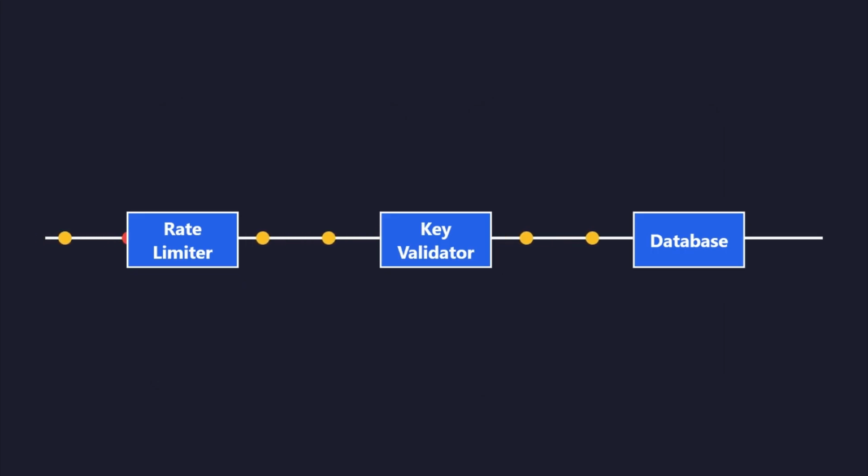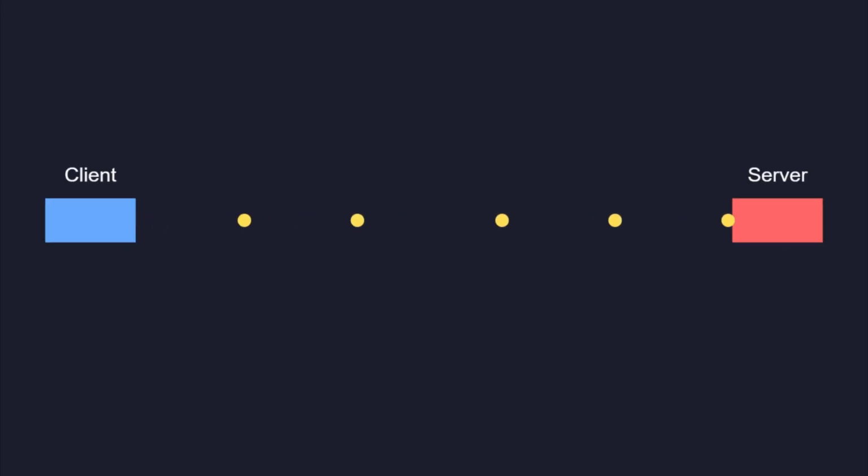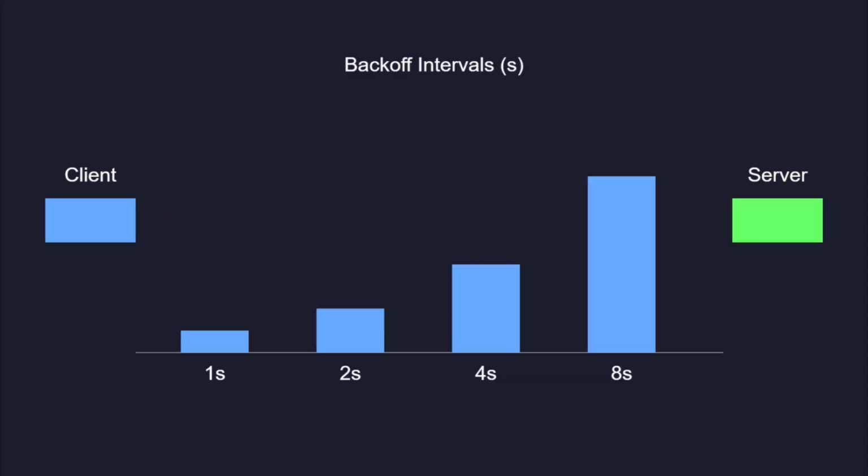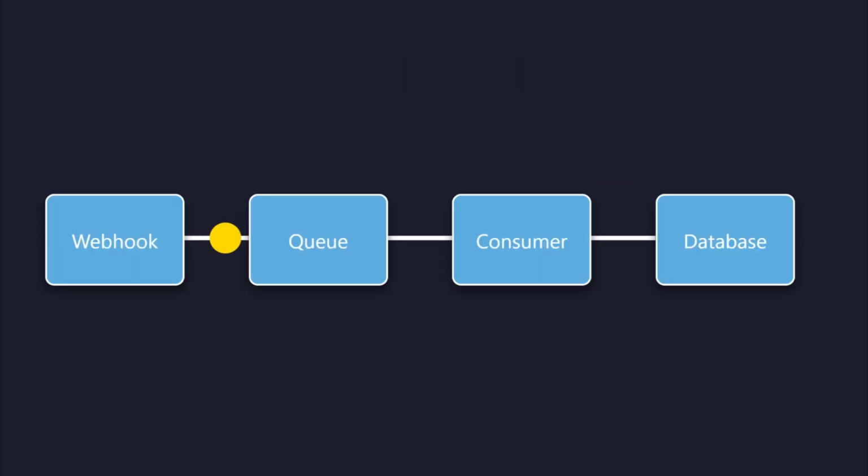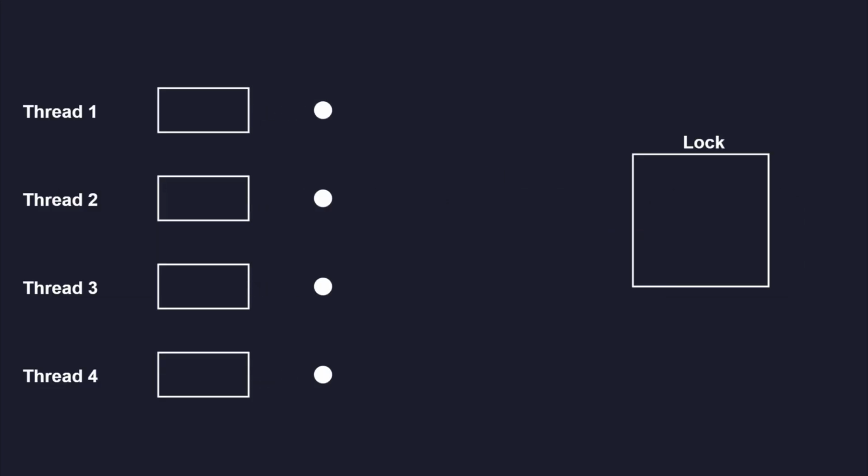Protect your idempotency endpoint from denial of service attacks by implementing rate limiting alongside the key validation to prevent database exhaustion. Clients should use exponential backoff with jitter when retrying failed requests to avoid overwhelming the server during periods of high congestion or recovery. When processing webhooks from a message queue, ensure the consumer uses the original webhook identifier as the idempotency key for all downstream system updates.